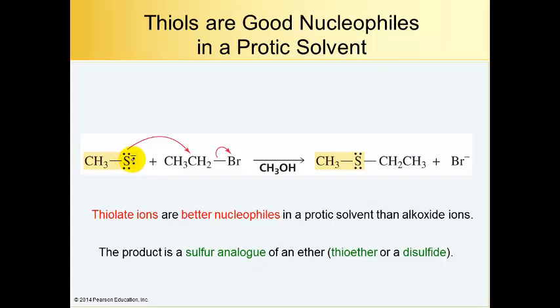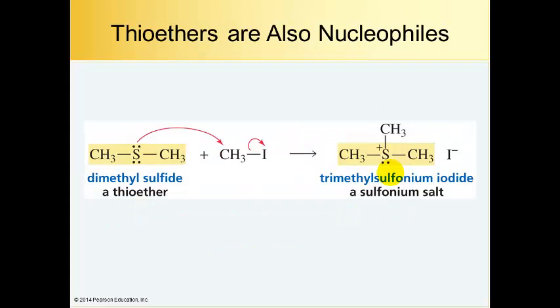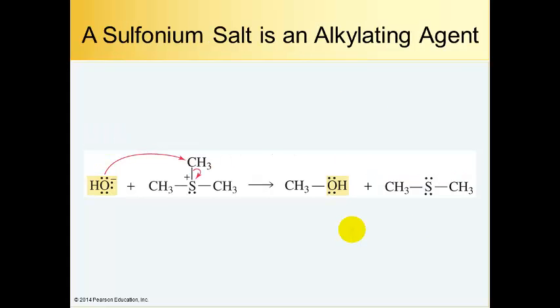And so here's our sulfur acting as a nucleophile. It can do SN2 where it attacks the carbon and then bromine leaves. Thiolate ions, meaning negatively charged sulfur, are better nucleophiles in protic solvents like alkoxide ions. The product is a sulfur analog, and we call those also a thioether or a disulfide here. Thioethers are also good nucleophiles. So the sulfur can kick in, kick out, and we end up with this sulfonium salt. Sulfonium salt is an alkylating agent, so it's a way to transfer a methyl group. And so here's that example.